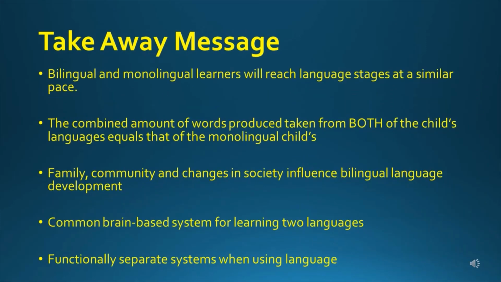So that was part one of our webinar series. Here are some takeaway messages. Bilingual and monolingual learners will reach language stages at a similar pace. The combined amount of words produced taken from both of the child's languages equals that of the monolingual child's. Family, community, and changes in society influence bilingual language development. Bilingual learners have a common brain-based system for learning two languages, but they also have functionally separate systems when using language.